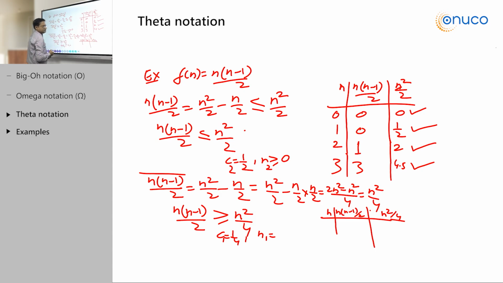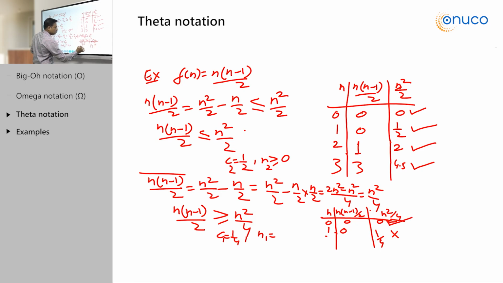This is for your reference. We will take 0, 0, 0. We will take 1, it is 0. Right? This side 1 by 4. Look, is 0 greater than 1 by 4? No. 1 by 4 is fractional, 0.25, so it is not greater. So we mark a cross. This was holding true, this is true, but this is wrong.